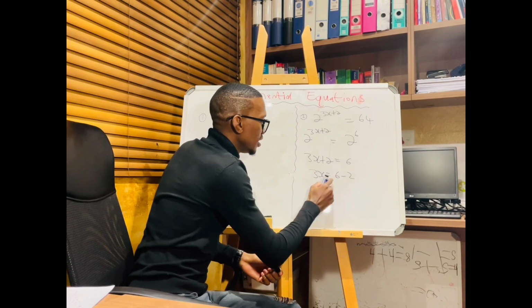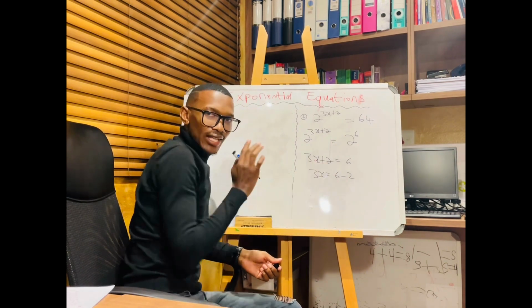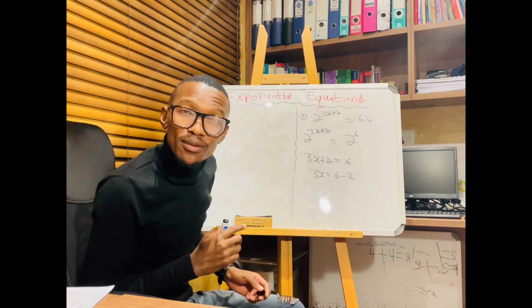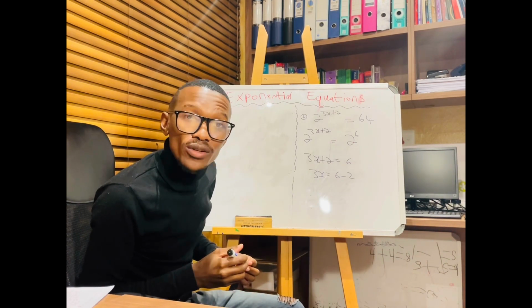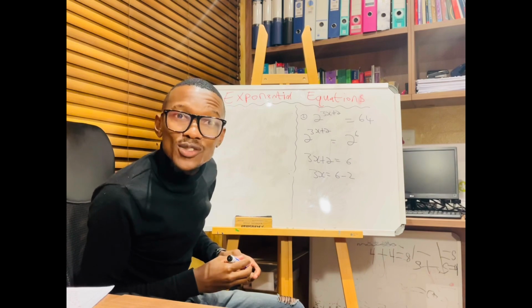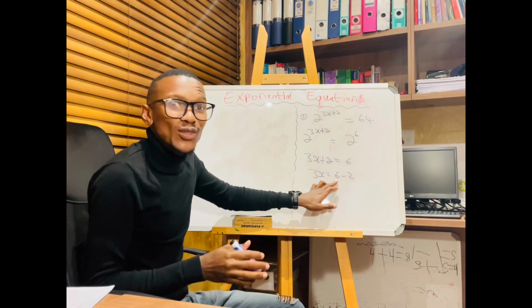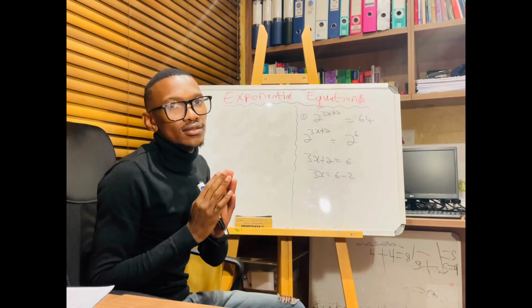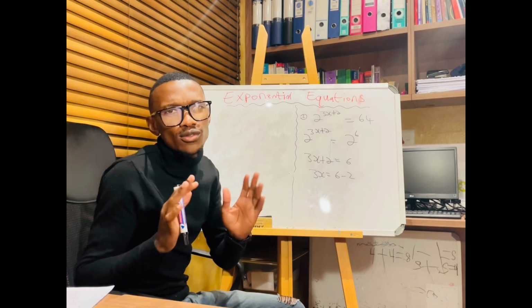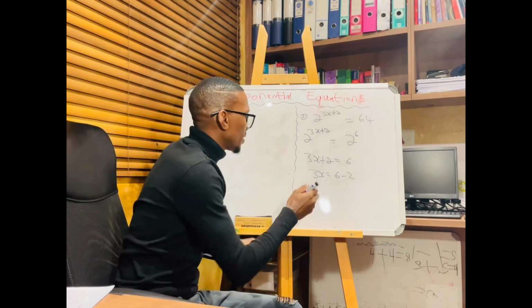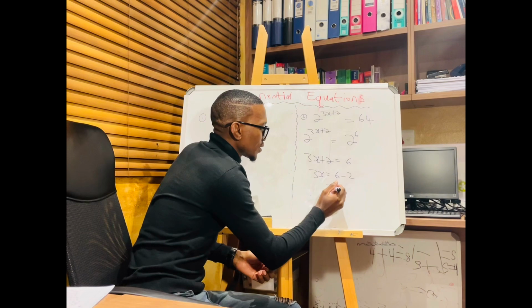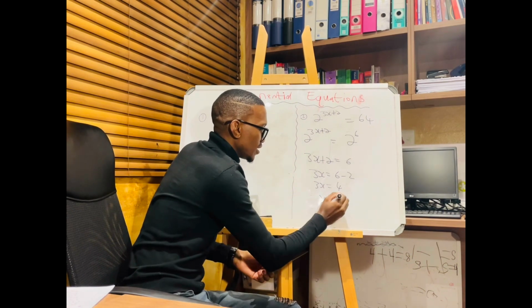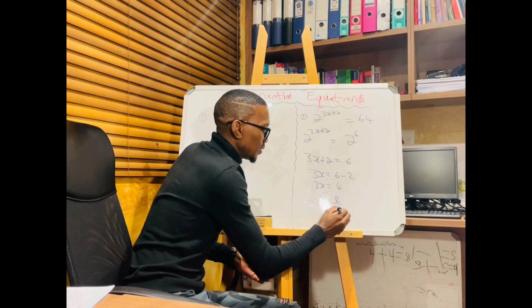Then check. I'm going to be having 3x equals to what? 6 minus 2. They are the like terms, huh? x check. How many x do you have? This one. No x. So now from there, 6 minus 2 is going to give us what? 4. Then 3x. Then our x now equals to how much? 4 over 3. There we go.